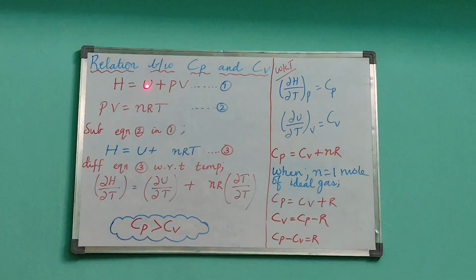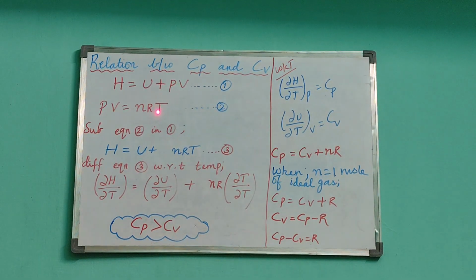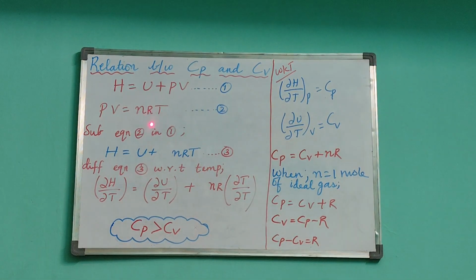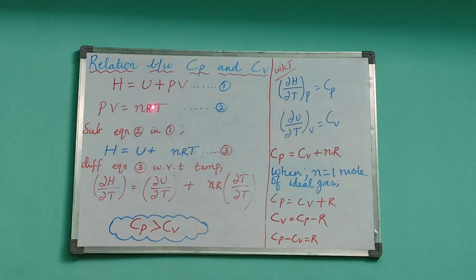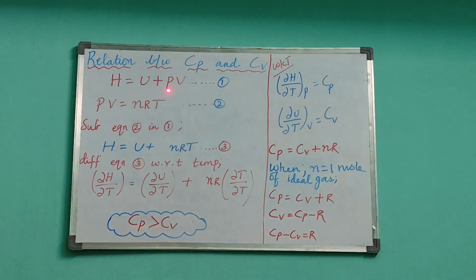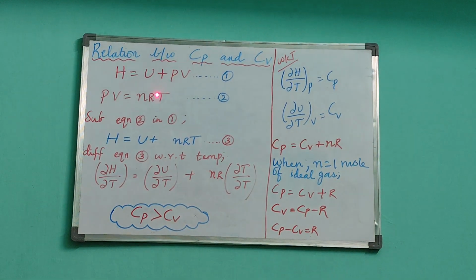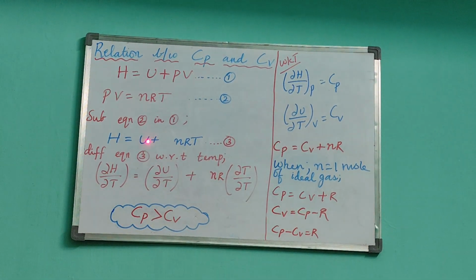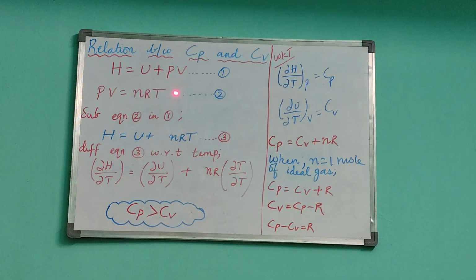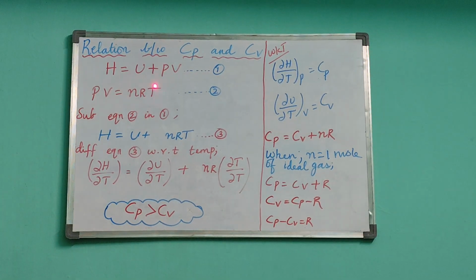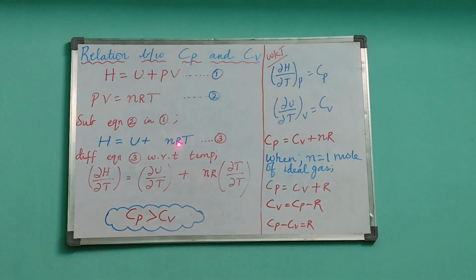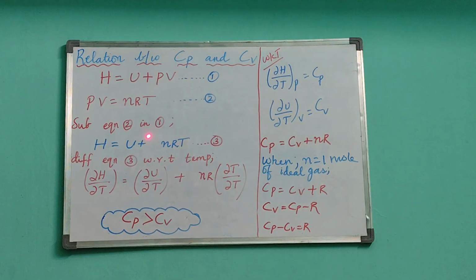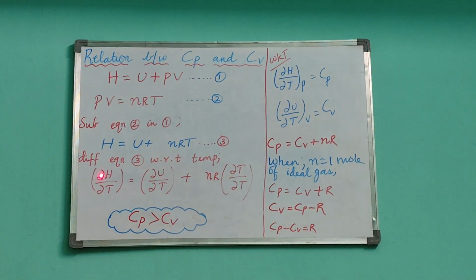Then you know the ideal gas equation, that is PV is equal to nRT. Now substitute the value of PV in equation 1. So the above equation 1 will be modified as H is equal to U, which remains the same, plus, instead of PV, we substitute nRT. So H is equal to U plus nRT. Now you have to differentiate this equation with respect to temperature.